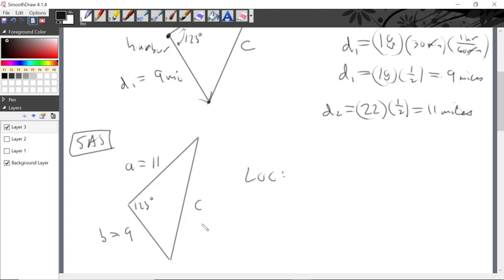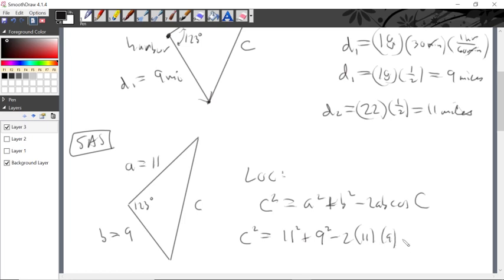If we could have used the law of sines, then we should use the law of sines. But we can't, because we don't have an angle that is already known opposite one of the side lengths that we already know. So we're going to use the law of cosines. C squared is equal to A squared plus B squared minus 2AB times the cosine of angle C. Therefore, C squared in this case is equal to 11 squared plus 9 squared minus 2 times 11 times 9 times the cosine of 123 degrees.